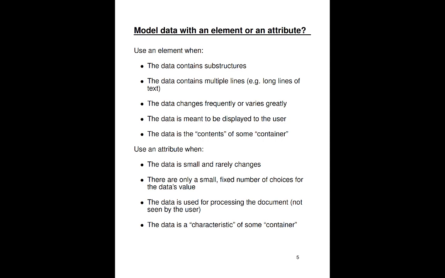If you have data that is meant to be displayed to a user, you might want to start with an element. And most generally, if you have data that is the contents of some container, that's an appropriate use for an element. Attributes are best for different scenarios, such as when you have data that is small or rarely changes. Maybe it has a fixed set of values. If you have data that is meant to be used for processing the document, not necessarily things seen by the user, it's another case for an attribute. Or more generally, if the data is a characteristic of some container.